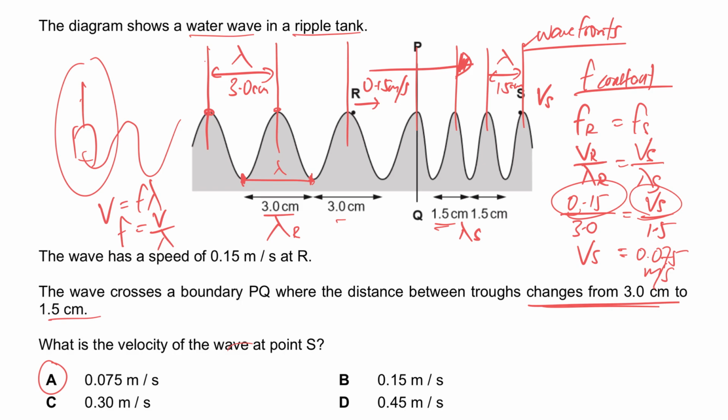One thing to take note of: for a water wave to change its wavelength, it must be going from deep to shallow or shallow to deep. So deep water is over here. Just remember, in the deeper region, the speed of the wave is faster, and this is a shallow region. That's why the speed slows down and the wavelength will be shorter. Hope you understand now. Thank you.